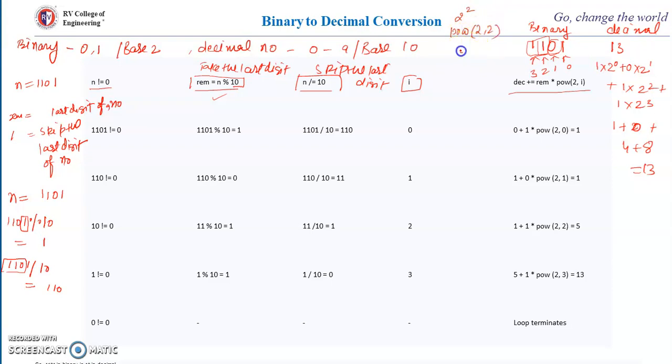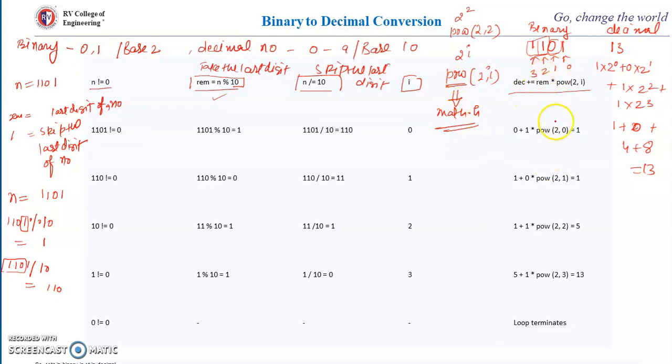So 2 comma I will be written here, power function 2 comma I, and this power function is a predefined function that is defined in math.h header file. So I cannot write 2 power I in the program. I have to make use of this predefined library function power, which is defined in header file math.h.